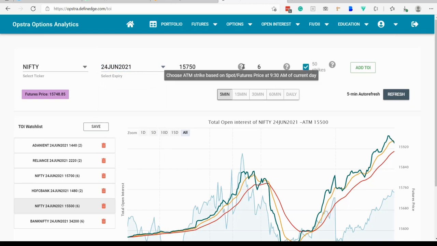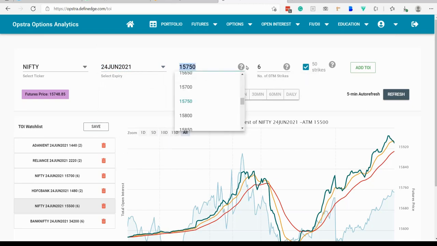And for choosing the strike, we gave a small information here that choose the at the money strike based on spot or future spreads as of current day. So this is something you have to reconstruct every day depending on how much the market has moved. So let's say it has moved 100 points, then you have to reconstruct the total open interest chart for any particular ticker. So this you have to change every day depending on how much it has moved. If it doesn't move much, then you can retain that from the previous day.